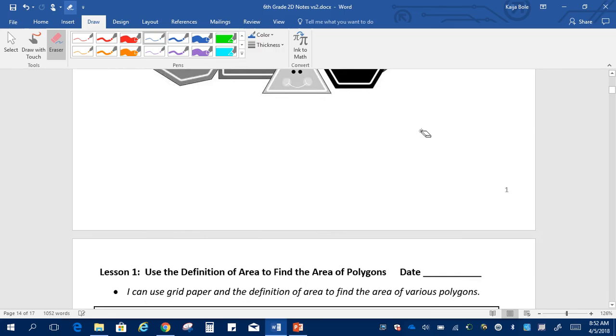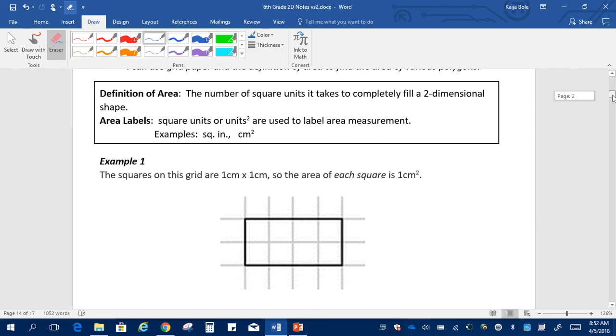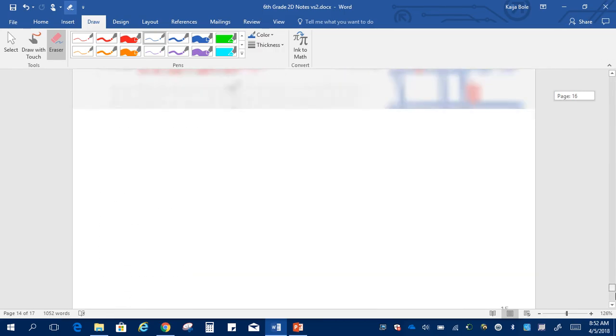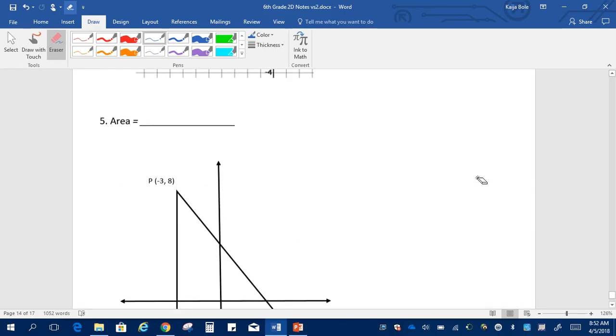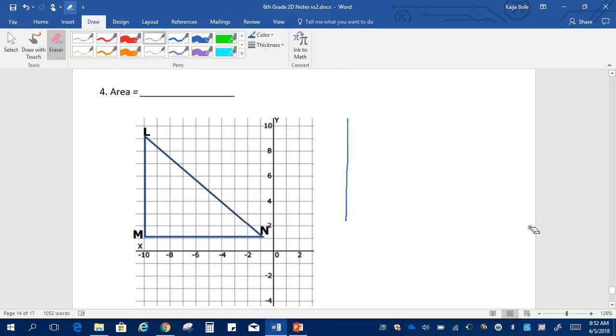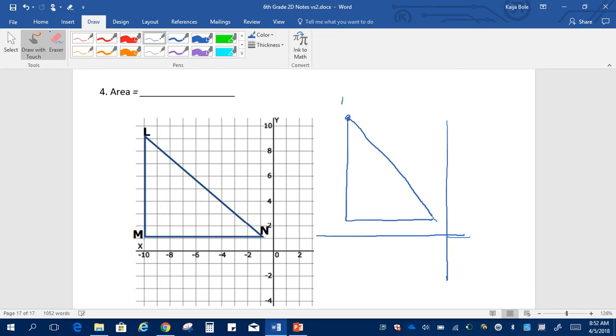Oops, that's my page. I'm just going to move it over here. That'll be my triangle part. Draw in my coordinate plane. This is my triangle, and I have my points. This is L, M, and N.